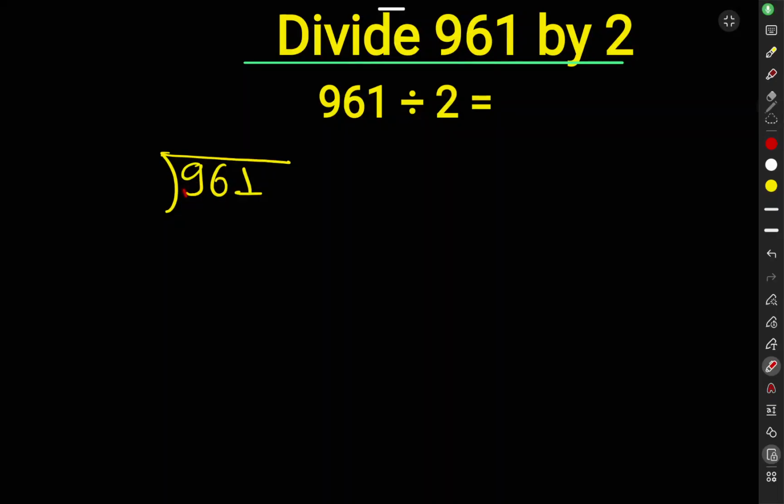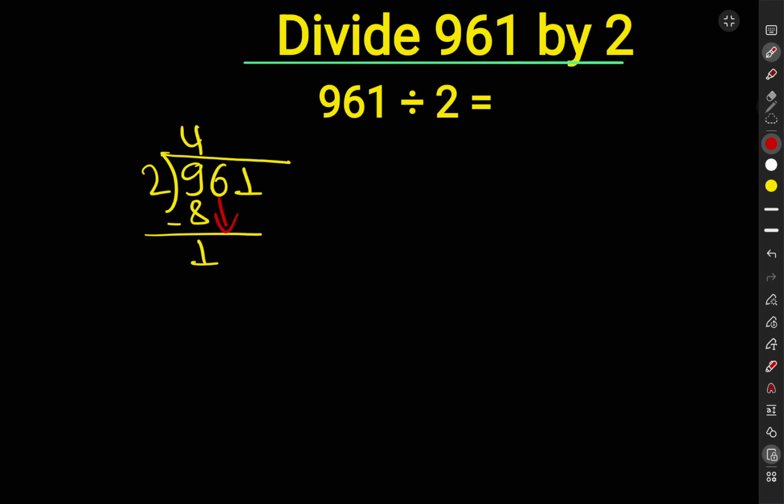We divide 961 by 2 in a long division method. So 2 times 4 is 8. On subtracting we get 1.